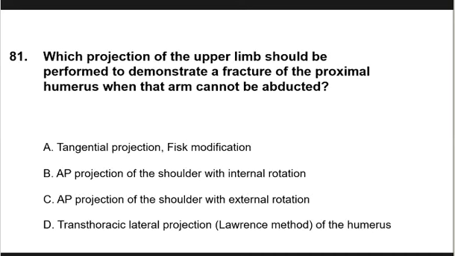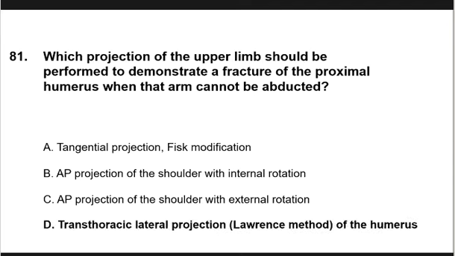Which projection of the upper limb should be performed to demonstrate a fracture of the proximal humerus when the arm cannot be abducted? So normally, pag mayroong fracture of the proximal humerus, iisa lang lagi ang nasa isip natin na sagot. That is transthoracic lateral, or that is known as Lorentz method. I repeat, for the demonstration of a fracture in the proximal end of the humerus and the arm cannot be abducted, the answer is transthoracic lateral or Lorentz method.